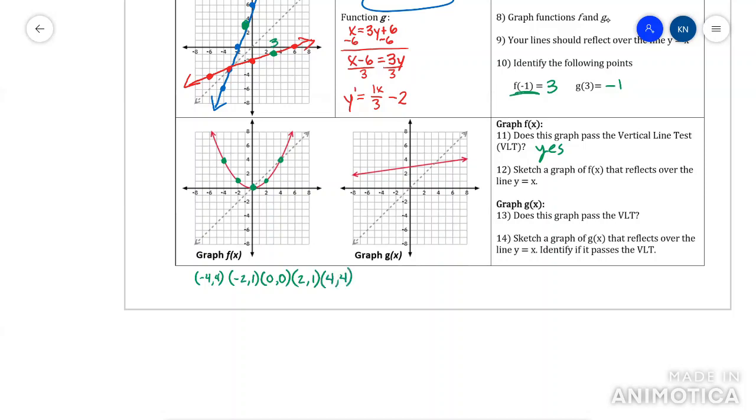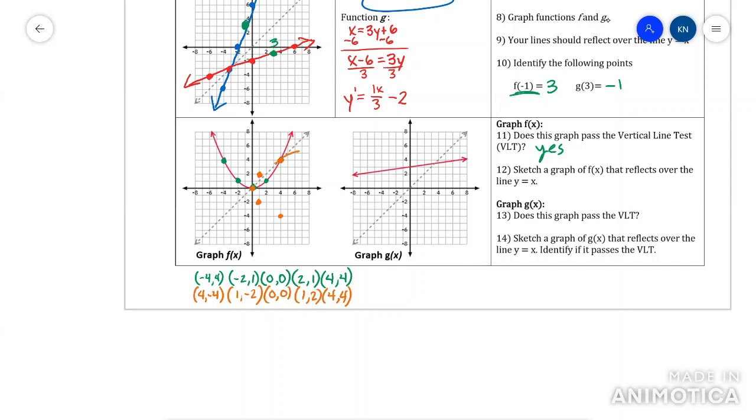All right, so when you get the inverse of this by flipping x and y, here's what you're going to get: 4, -4, 1, -2, 0, 0, 1, 2, and 4, 4. Now you can plot these. So 4, -4 is here, 1, -2, 0, 0, 1, 2, and 4, 4.